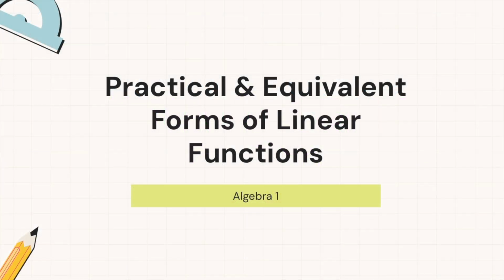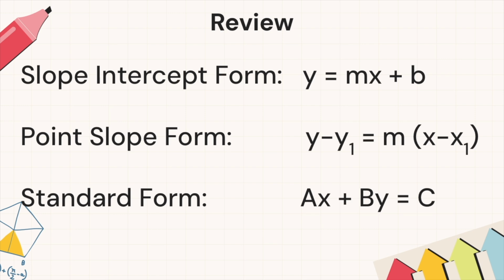Welcome back. Today we're going to be talking about practical and equivalent forms of linear functions. Let's go ahead and take a look at a review. So a quick review of all of our linear forms. We've got slope-intercept form, y equals mx plus b. Point-slope form, y minus y1 equals m parentheses x minus x1, close parentheses, and standard form, ax plus by equals c. And remember in standard form that a must always be positive.